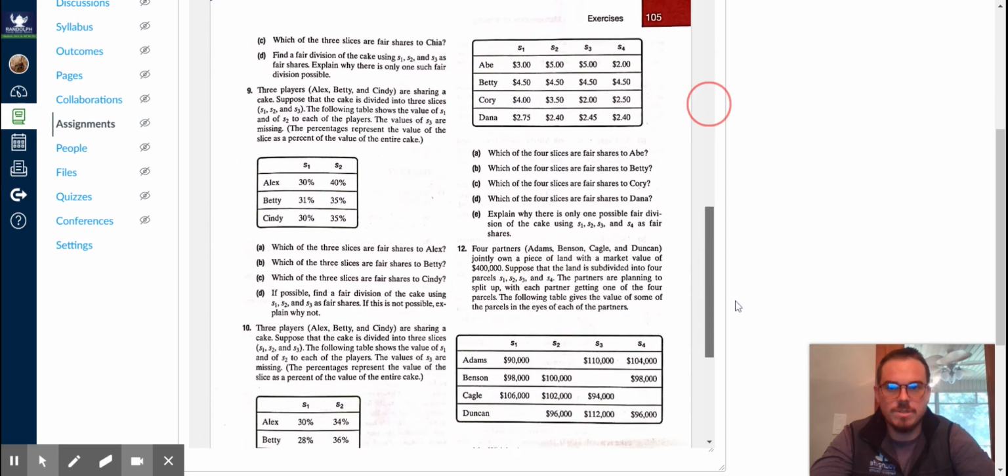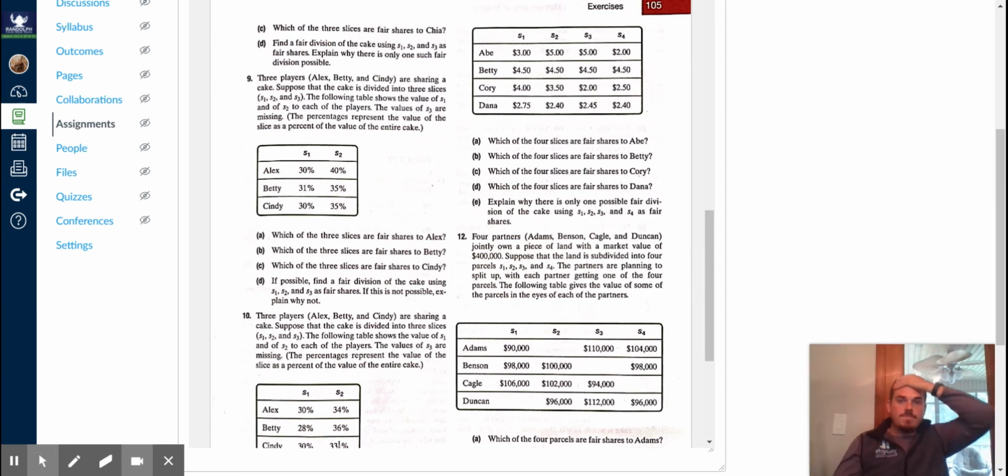And the last question you had was number 9. So 3 players, Alex, Betty, and Cindy, are sharing a cake. Cake again. Suppose that the cake is divided into 3 slices, S1, S2, and S3. The following table shows the value of S1 and S2 of each of the players. Let's see, it wants us to find which of the 3 slices are fair share. Which of the 3 slices are fair share to Alex? So Alex thinks slice 1 is worth 30 and slice 2 is worth 40. So that means that slice 3, because it has to be 100%, would also be worth 30, right?